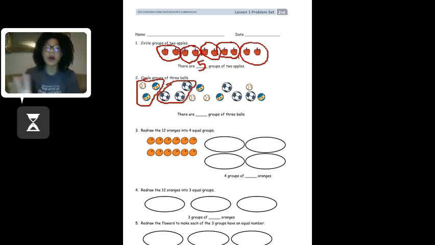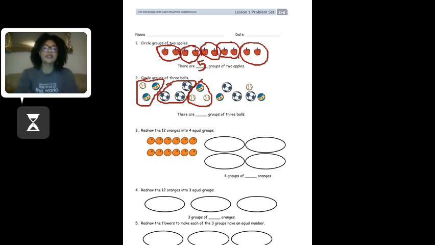But there's still some balls left, so we're not done, okay? So now we're going to circle these 2 baseballs and the circus ball. So let's circle those 3. 1, 2, 3 balls. And now we've made a third group. Now we have 3 groups. We have 3 red circles, right? That's 3 groups of 3 balls. But we still have some left, so we're not done.